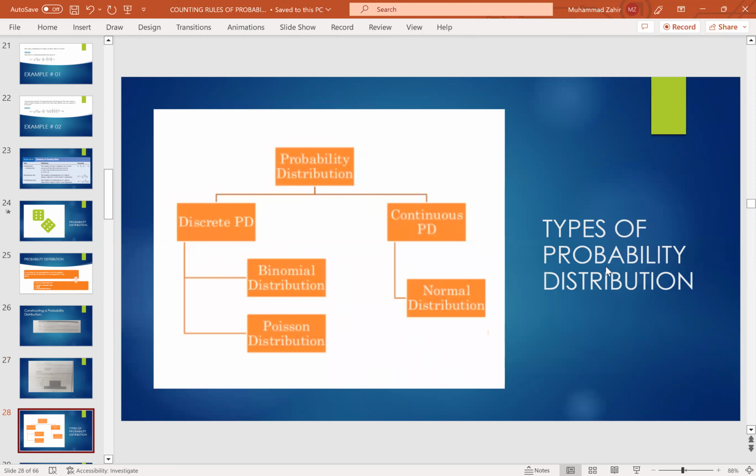Types of probability distributions are the discrete probability distribution and the continuous probability distribution. Further, normal distribution is an example of continuous, and in discrete there is binomial distribution and there is Poisson distribution.